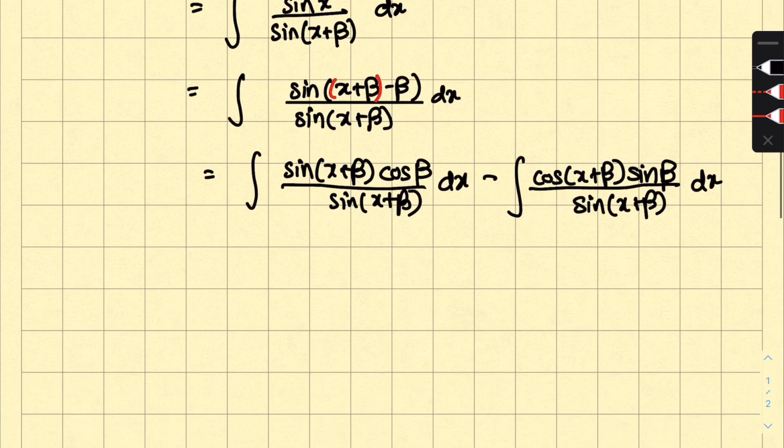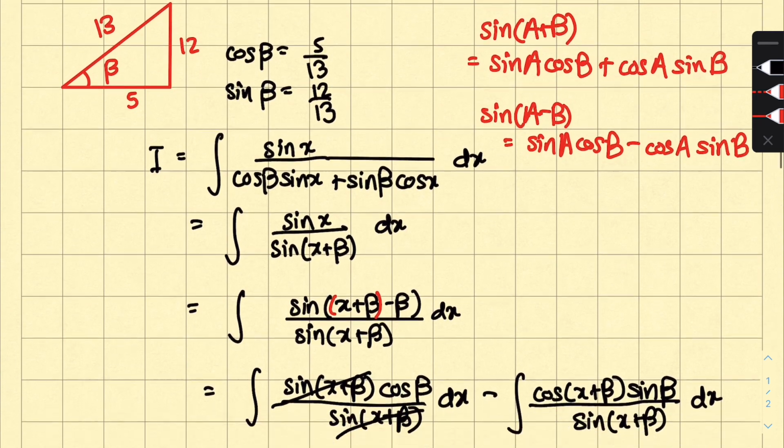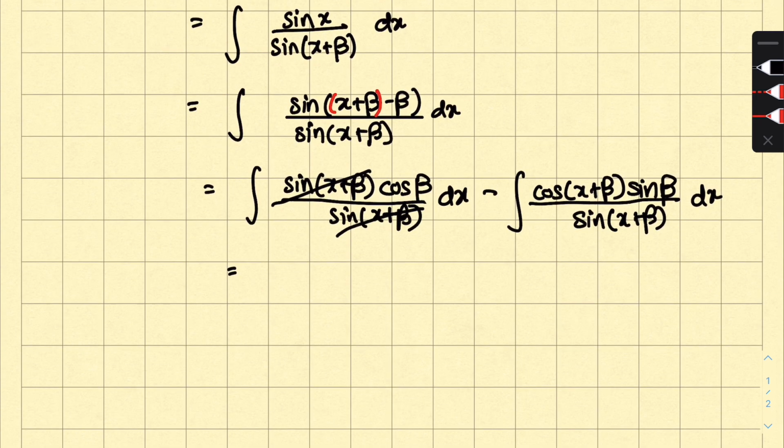Well, notice this atrocious denominator goes away. Cosine beta, well, beta is a constant. Cosine beta is a constant. It's precisely 5 by 13. So I'm going to get cosine beta times the antiderivative of 1, which is just x. So we get x minus sine beta, which can be pulled out being a constant, and we have a cotangent of x plus beta dx.